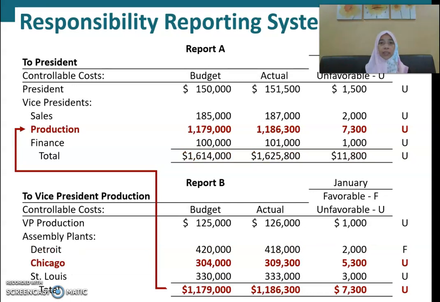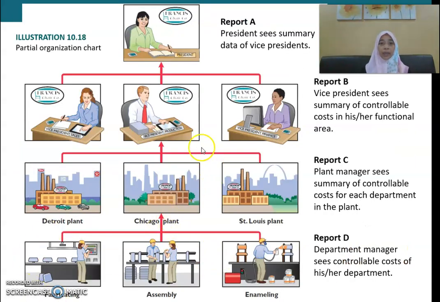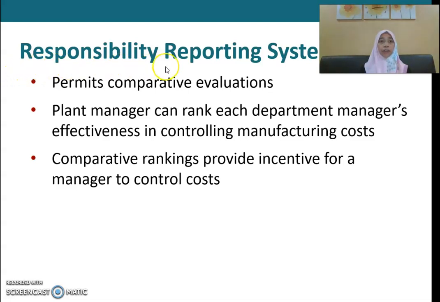It's basically you start from here, and then it moves up here, and if you are at this level, then you are able to see the detail of the lower level, so that corrective actions can be taken. So for the responsibility reporting system, it permits comparative evaluation, and the plant manager can rank each department manager's effectiveness in controlling the cost, and comparative rankings provide incentive for managers to control the cost.